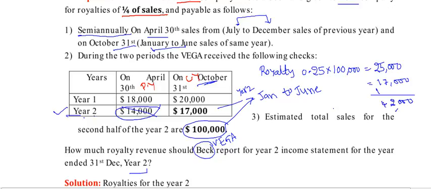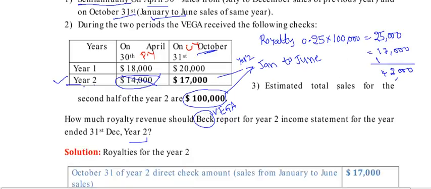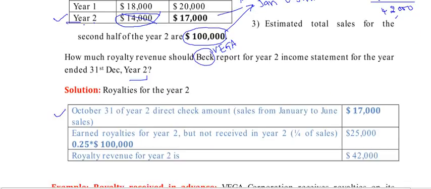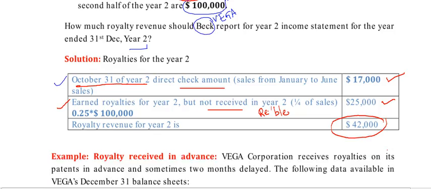42,000 is the royalty for year 2. Okay, so I calculated like this. October 31st year 2 direct check amount is 17,000. Direct check amount is 17,000, and earned royalties for year 2 but not received, so outstanding receivables, royalty receivable, 25,000. Total is 42,000 royalties revenue for year 2.